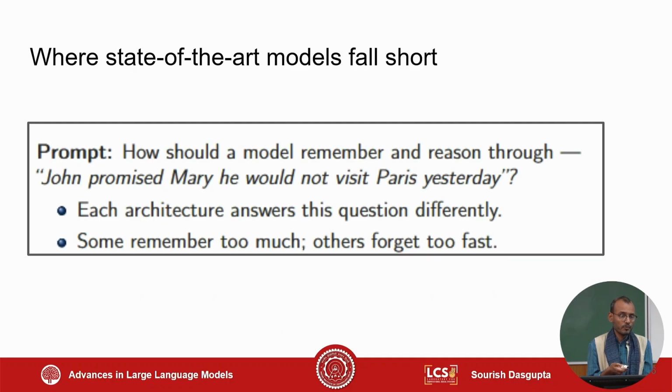Now, where the state of the art models fall short is, so if you take an example, let's say that you have this sentence: John promised Mary he would not visit Paris yesterday. And this is important. This is the final takeaway, sort of. So each architecture answers these questions differently, whether it is transformer based architecture or RNN based architectures or SSM based architecture. So some architectures remember too much, while others forget too fast.